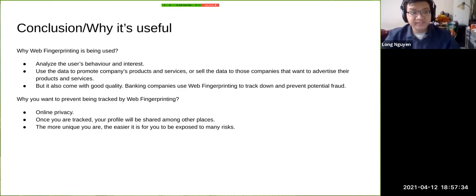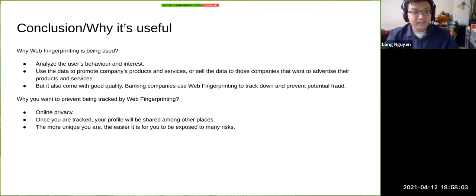So why do companies use web fingerprinting? Because they want to analyze your behavior and interests online, so they can use that data to promote their company's products and services, or sell that data to other companies who need to promote their products and services. But it also has a good side. Banking companies use web fingerprinting to track down and prevent potential fraud. So they can see ahead where it is coming from and they can prevent the fraud before it happens.